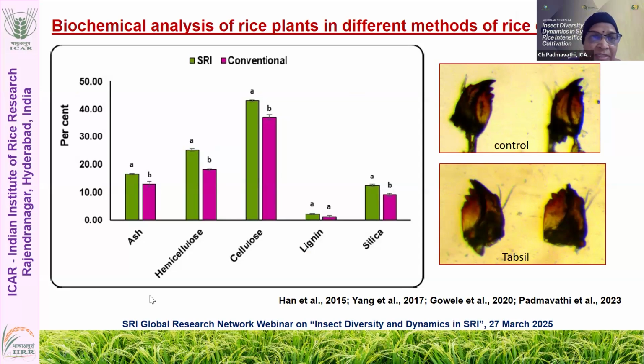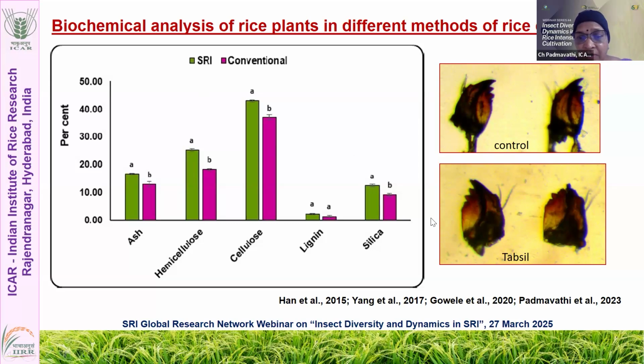So when we analyzed these, we found that ash, hemicellulose, cellulose, and silica are high in the plants taken from SRA when compared to the conventional method. So we presume that these are the factors, because of the increase of these factors, that low damage might be there in the SRA plot.